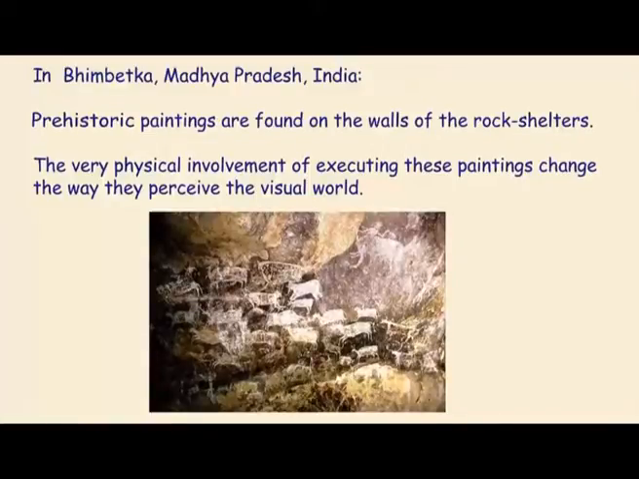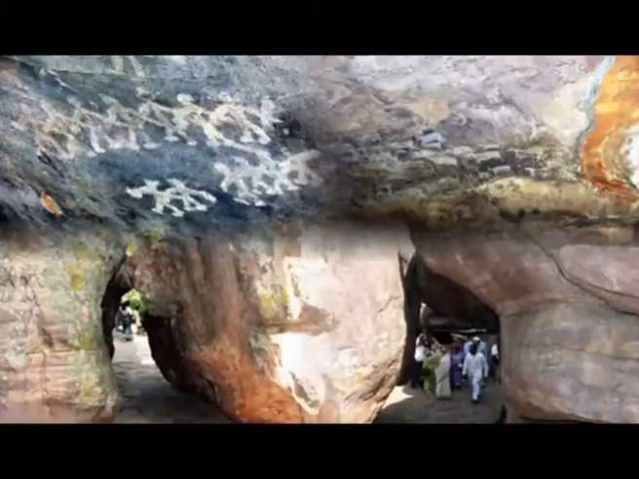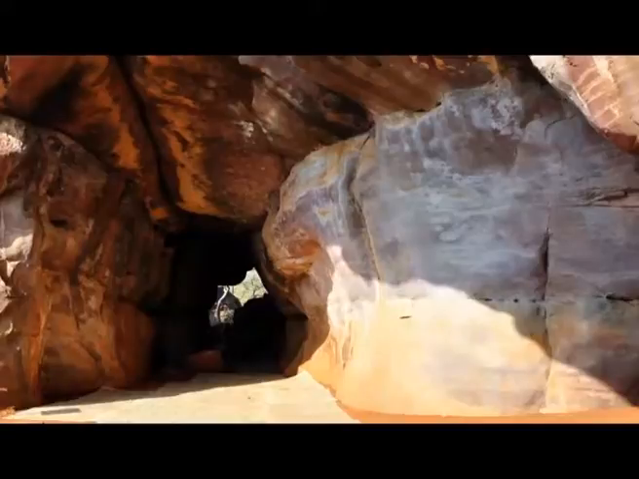The very physical involvement of executing these paintings changed the way they perceived the visual world. Because once again, when you go to Bhimbetka and look at where these paintings are, they exist in very strange places, up there or on the wall, because these are also not very complete and self-contained caves as such. They are like rock shelters. So my contention is this, that when you have to do this kind of painting in very unusual and strange places, perhaps you need to alter and change the visual perception that you are familiar with. Otherwise you won't be able to do that.